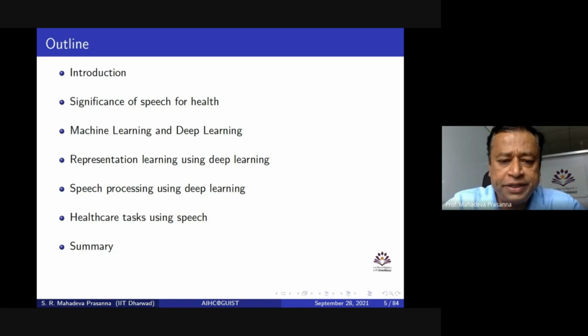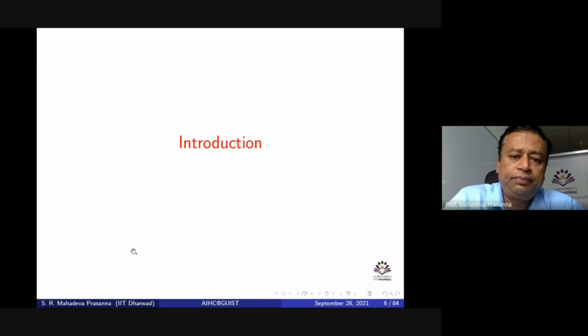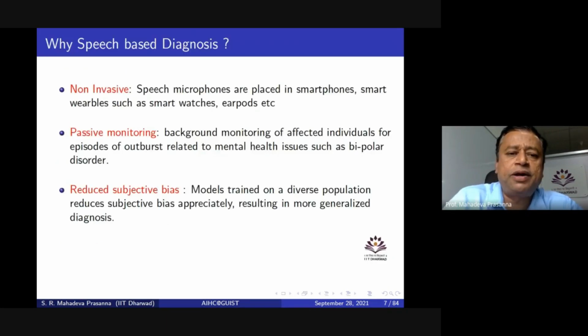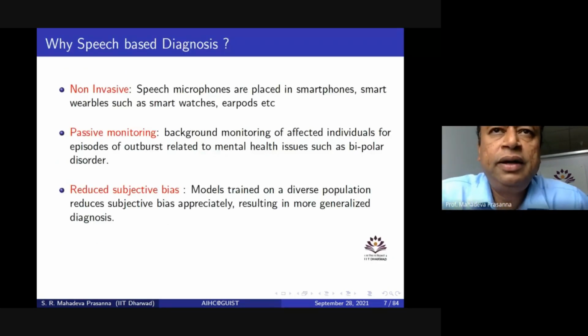That has been demonstrated in many tasks in practical applications. Then I will come to some of the results in the speech processing area using deep learning. Then I'll briefly touch upon some of the healthcare tasks using speech, and then I'll summarize my talk.